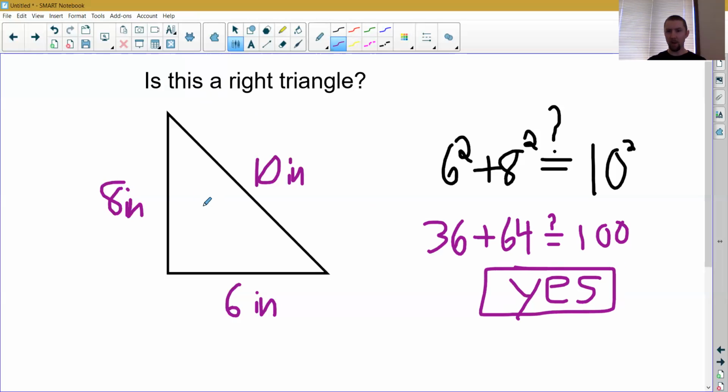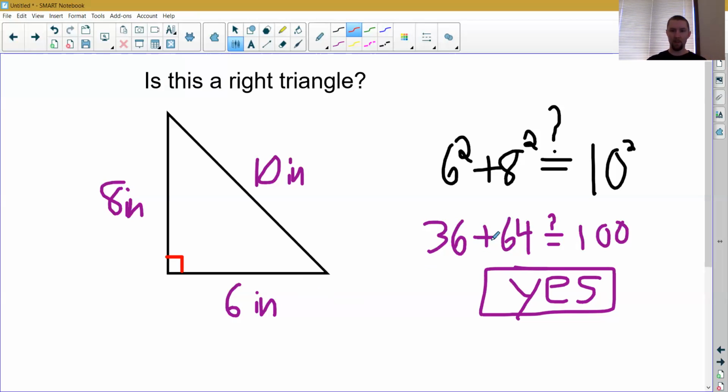So is this a right triangle? Yes, it is, because the side lengths fit the Pythagorean theorem. And if the side lengths fit the Pythagorean theorem, the triangle must be a right triangle. So I can say this angle right down here, between my two shorter sides, has to be my right angle. And that will answer the question, is that thing a right triangle?